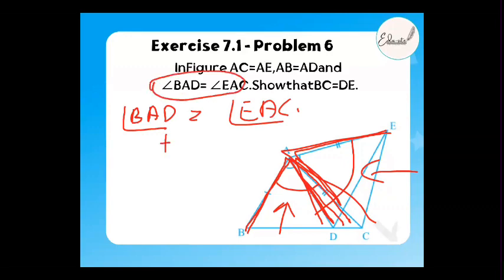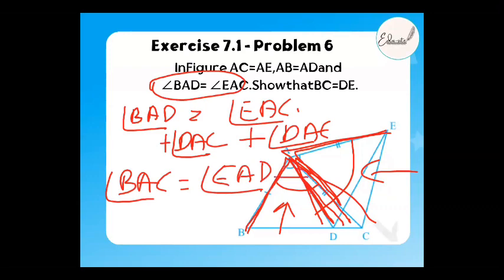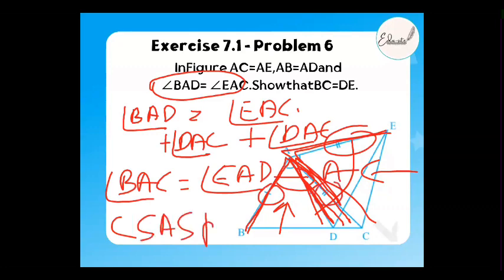If you add angle DAC on both sides, what will you get, beta? You will get BAC, yes BAC, excellent. And here you will get EAD, correct? So we have got one more angle. We have got one angle, and we had already proved two sides. So we have the SAS postulate, correct? From the SAS postulate, what did we prove now, beta? That these two triangles are congruent, correct?